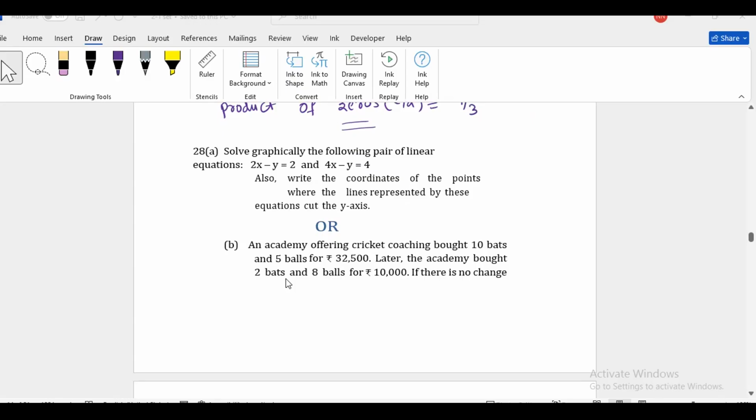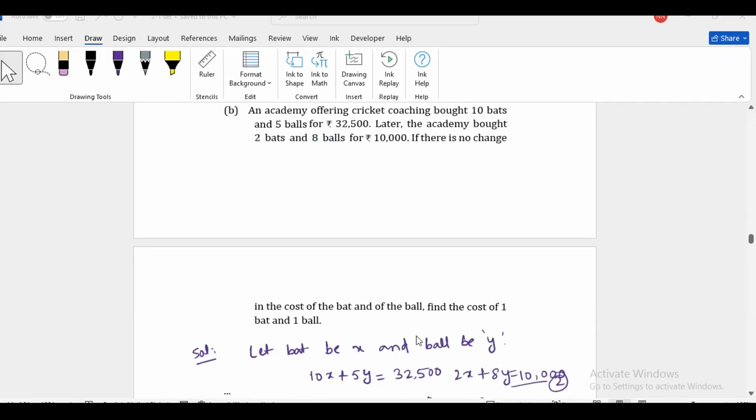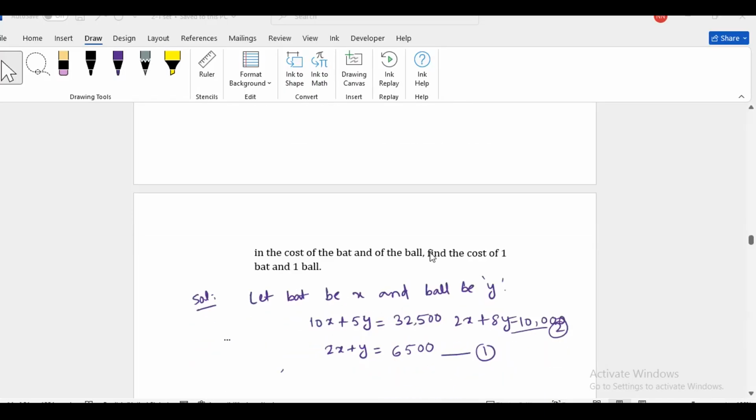Next, 28B question. Here, an academy offering cricket coaching bought 10 bats and 5 balls for rupees 32,500. Later, the academy bought 2 bats and 8 balls for 10,000. If there is no change in the cost of the bat and ball, find the cost of one ball and one bat. We don't know the bat and ball price, so let the bat be x and the ball be y.